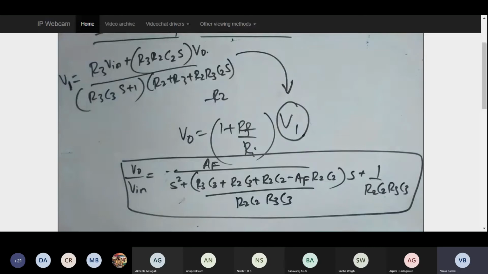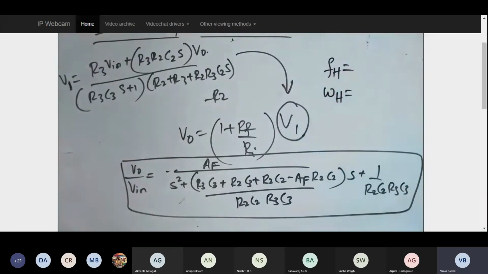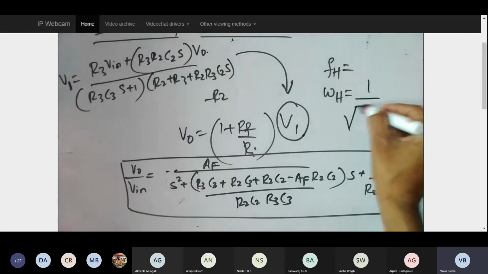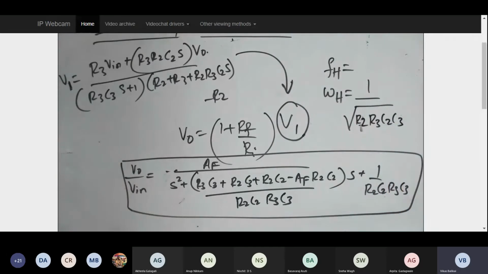So from here I need to be extracting what will be my cutoff frequency, which is nothing but my omega h. As you can see, this is a second order quadratic equation. Since it has got a square term involved over here, it is in the form of a second order quadratic equation. And if you try and solve for the roots, you are going to get omega h equal to 1 divided by under root of R2 R3 C2 C3. So this is what you are going to obtain.